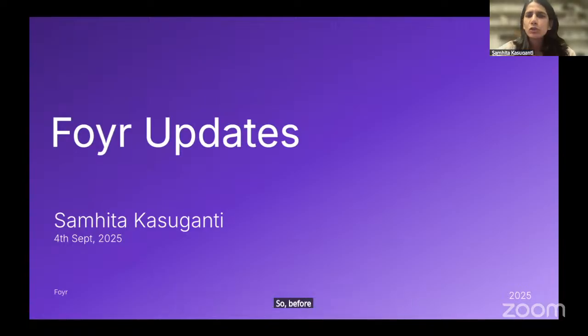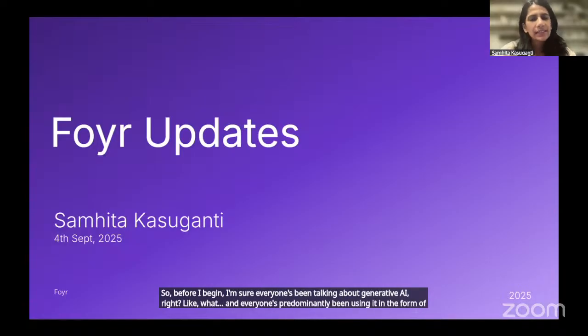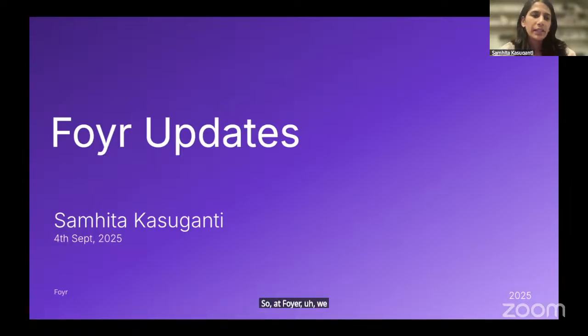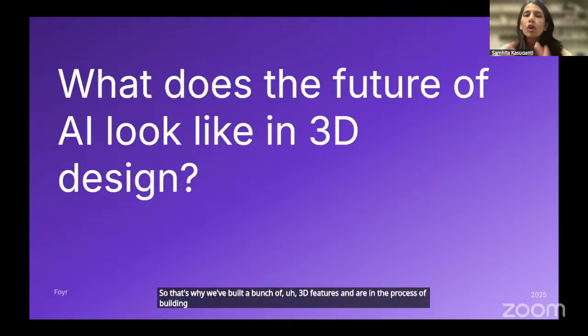So before I begin, I'm sure everyone's been talking about generative AI, right? Everyone's predominantly been using it in the form of text, like ChatGPT, or prompt to image generation on Midjourney and things like that. So at Foyr, we've been thinking about gen AI a little bit differently, and we've been thinking about what the future of AI looks like in 3D design. So that's why we've built a bunch of 3D features and are in the process of building a few more for you guys. And I wanted to take the time today to talk through some features that we've already launched and what we will be launching in the near future.